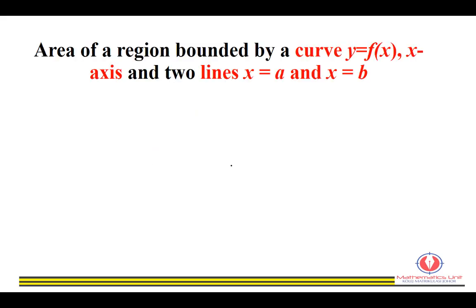The formula that we will use to find the area of a region bounded between the curve and x-axis is A equals the integration of f(x) minus g(x) dx, and we will take x equals a and x equals b as the limit, so a to b. For your information, f(x) is the function on top of the shaded region, and g(x) is the function at the bottom. So let's do the example.